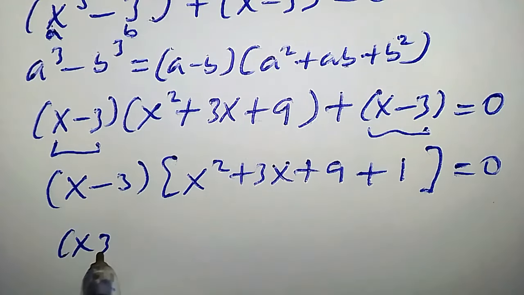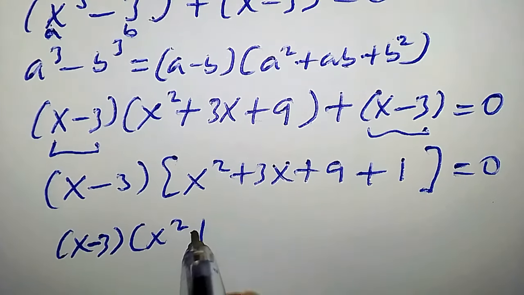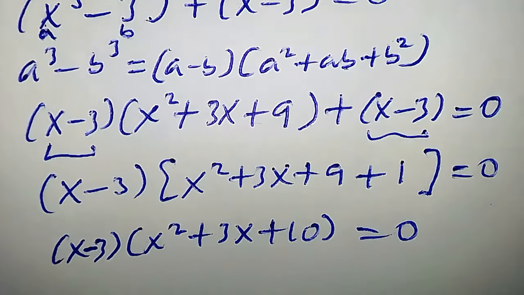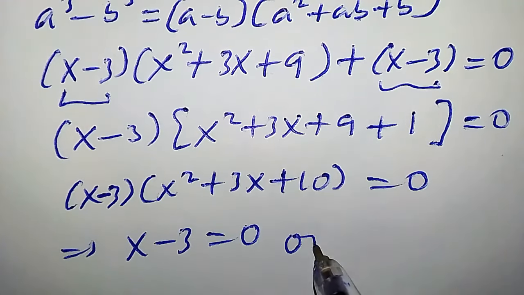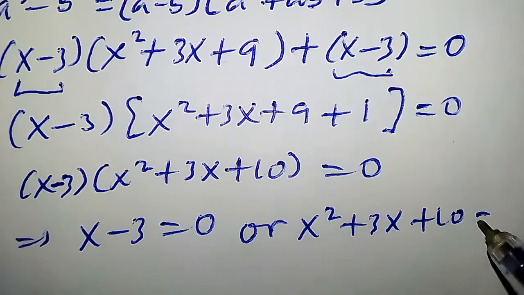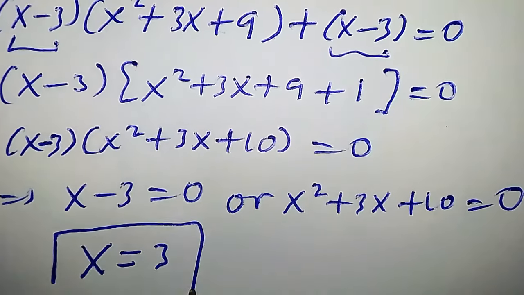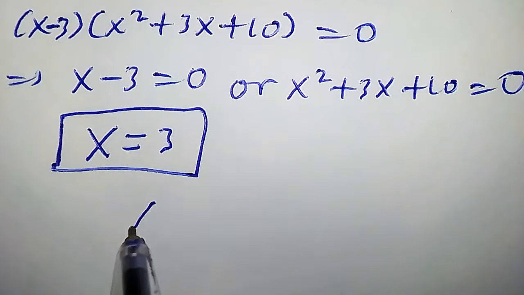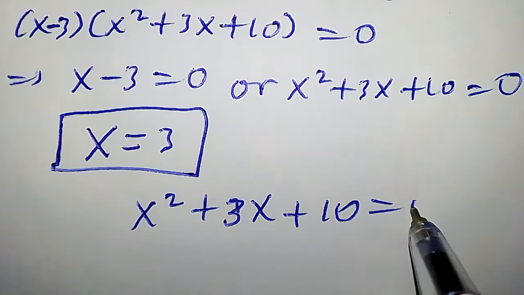So, let's proceed further. We have x minus 3, sorry for that, times x squared plus 3x plus 9 plus 1, that is 10, equals 0. This implies that x minus 3 is equal to 0, or x squared plus 3x plus 10 is equal to 0. Clearly, x equals 3 is the first solution. So let's consider this quadratic equation, x squared plus 3x plus 10 equals 0.